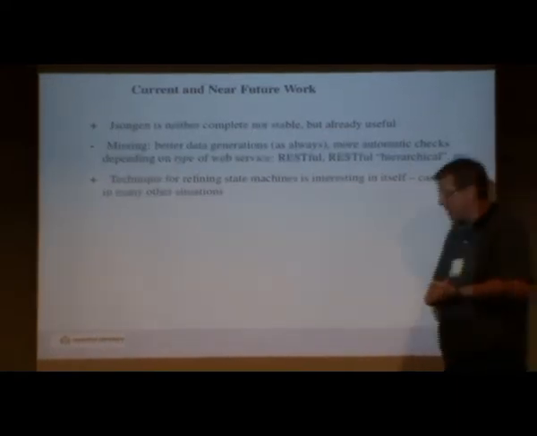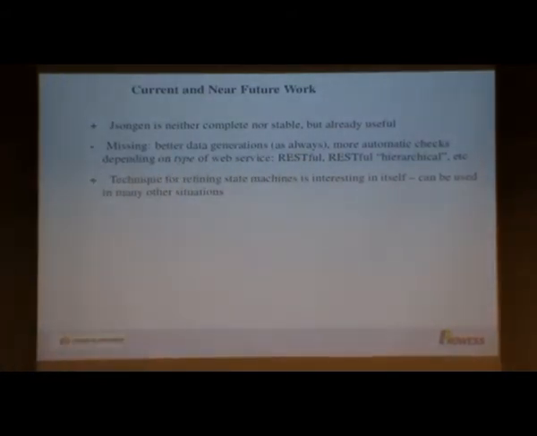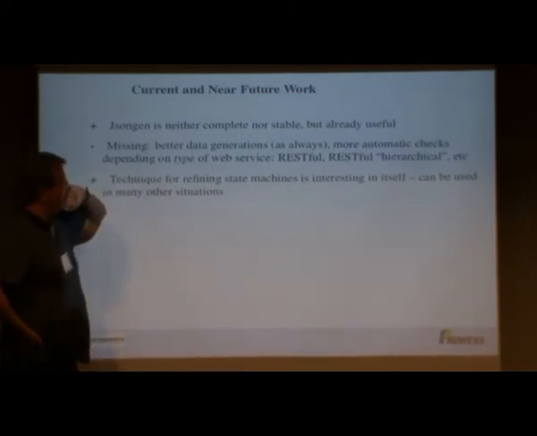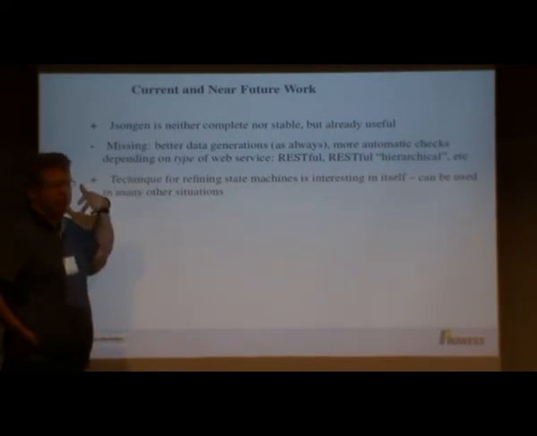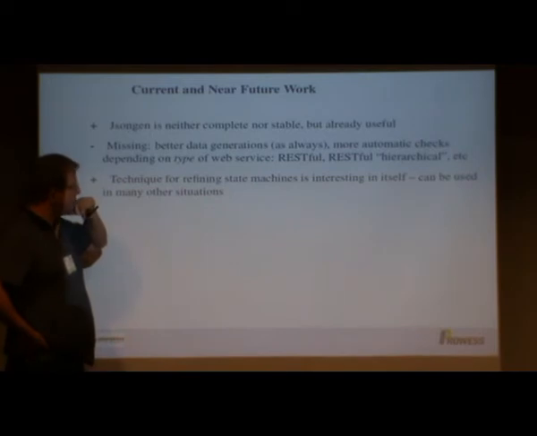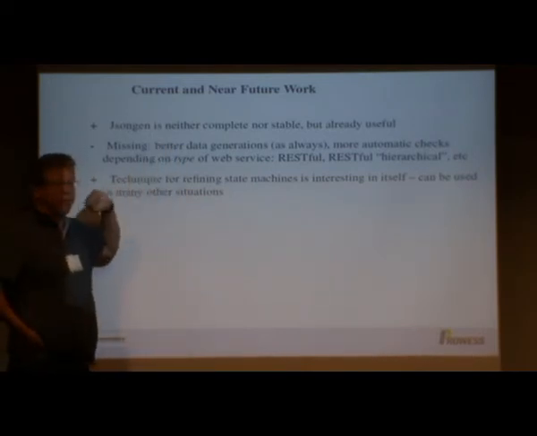So what is missing? Well, I touched upon the problem of data generation. This is always a problem when you're doing property-based testing, in my opinion. We have to do better test generation. We have to handle better cases like mixing global and local constraints, or at least give the user the possibility to override the default generated generators.